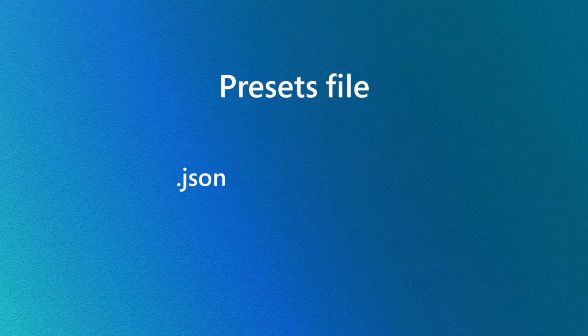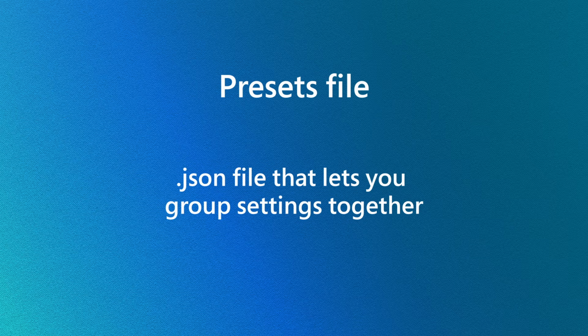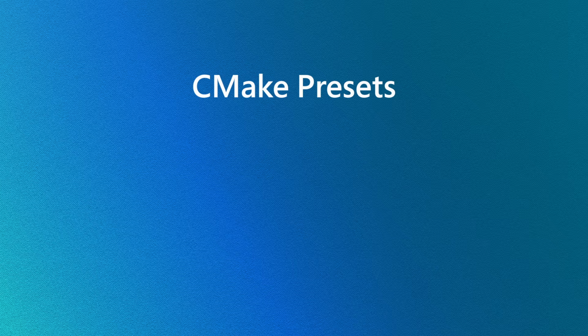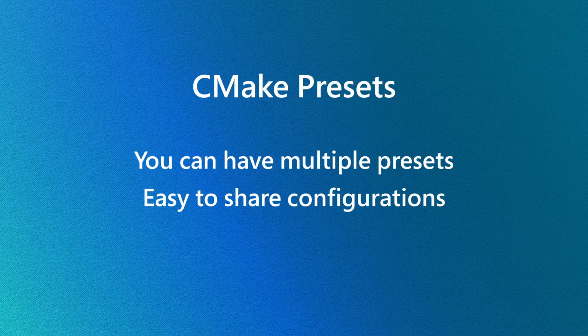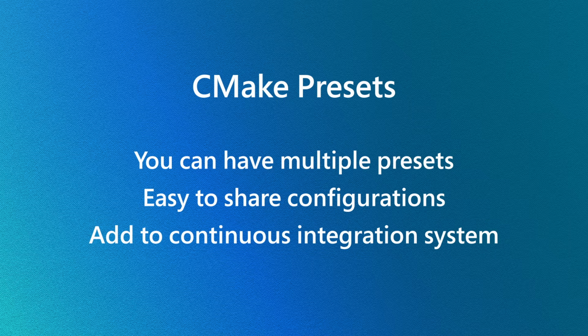A presets file is just a JSON file that lets you group settings together. This is necessary because you often need different settings depending on the platform you're building for. For example, presets can include your generator. If you want an executable for a Mac machine, you will likely need a different generator than on Windows. With presets, you can have a preset for Windows and one for Mac. This makes it really easy to share configurations with other developers and to add to a continuous integration system.